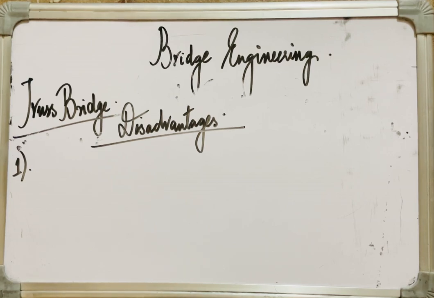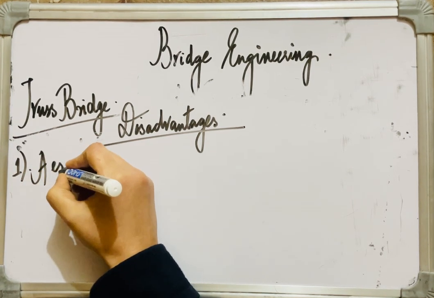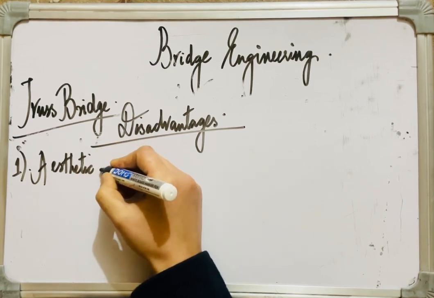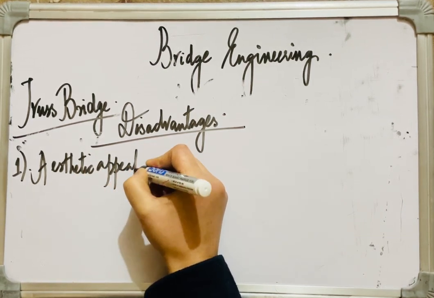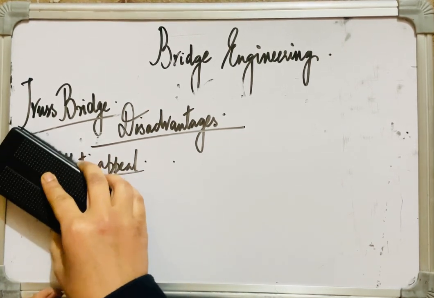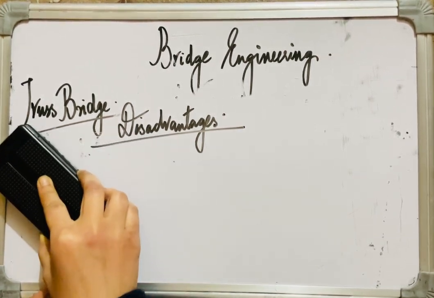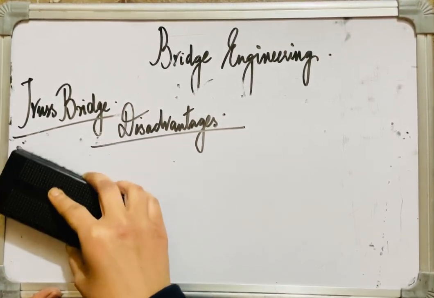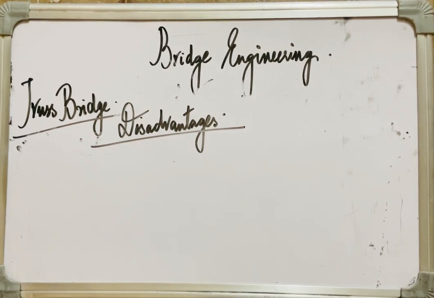The first one is the aesthetic appeal. Some people find these truss bridges to be less visually appealing compared to more modern bridge designs. So this is the first disadvantage, that they don't have a good aesthetic appeal and many people don't find them visually appealing. And we have more beautiful bridge designs like the suspension bridge or a cable stayed bridge. They are more pleasing to the eye. So they have limited aesthetic appeal, which counts for the first disadvantage of the truss bridges.